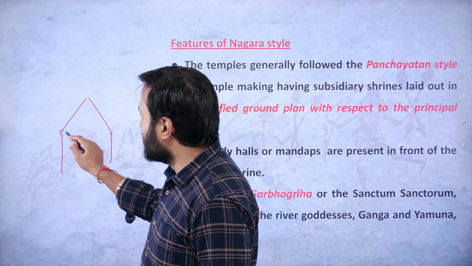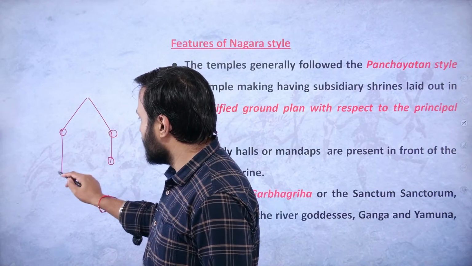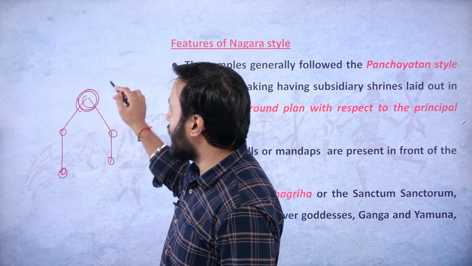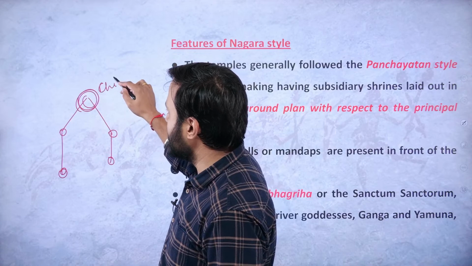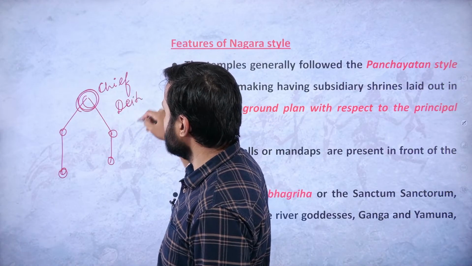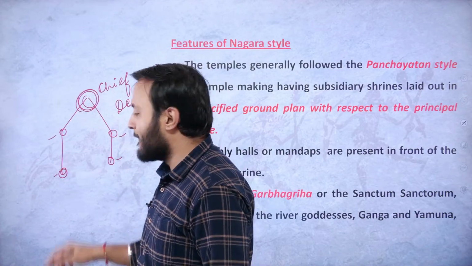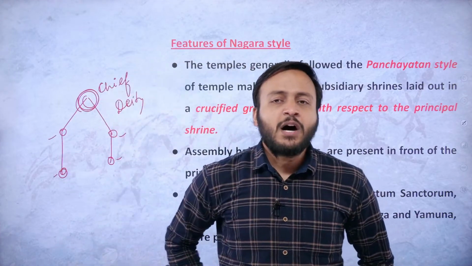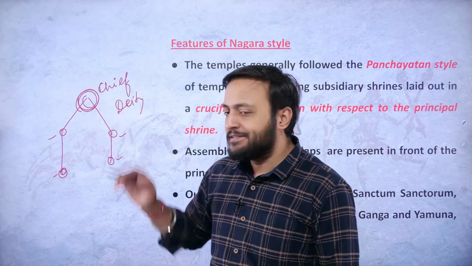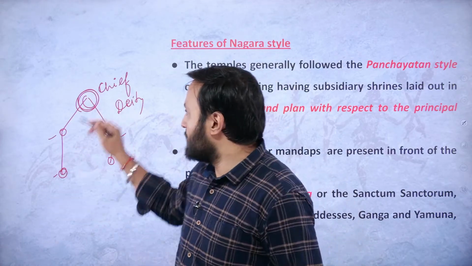where we have the four additional deities and one central deity, one chief deity, okay, and four additional deities. This is how we have the temple architecture, right? Temple architecture of the Panchayatan style. This is called Panchayatan style.